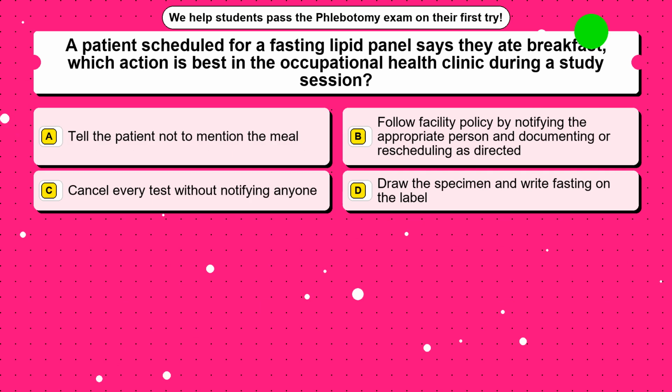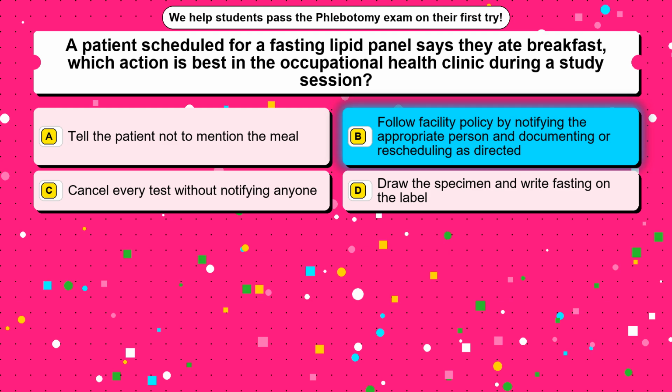Question 65. A patient scheduled for a fasting lipid panel says they ate breakfast. Which action is best in the occupational health clinic during a study session? Option A. Tell the patient not to mention the meal. Option B. Follow facility policy by notifying the appropriate person and documenting or rescheduling as directed. Option C. Cancel every test without notifying anyone. Option D. Draw the specimen and write fasting on the label.